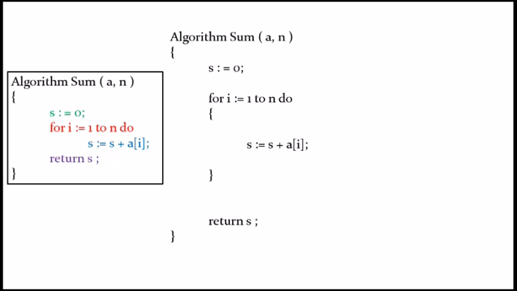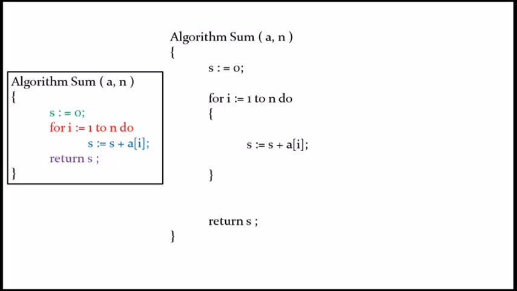So for the first step, that is algorithm sum, this is just an algorithm name, so this will not be executed, just a normal instruction, so this will not be counted in the time complexity. Even the second, that is the opening flower bracket of the algorithm, will not be counted.